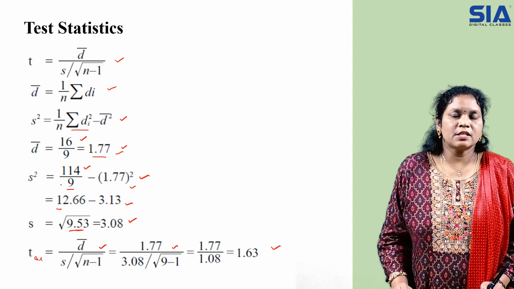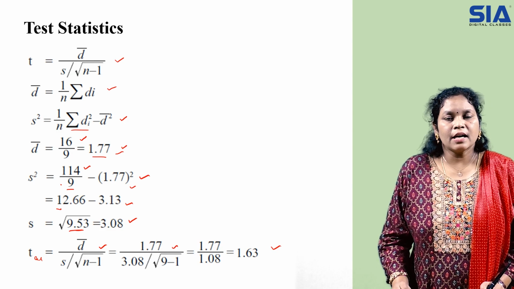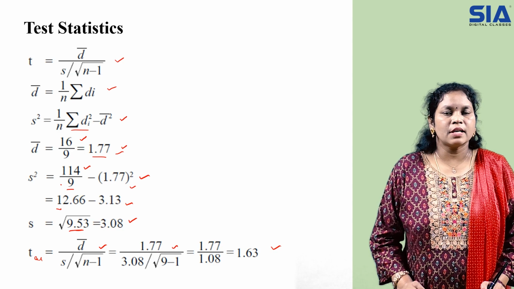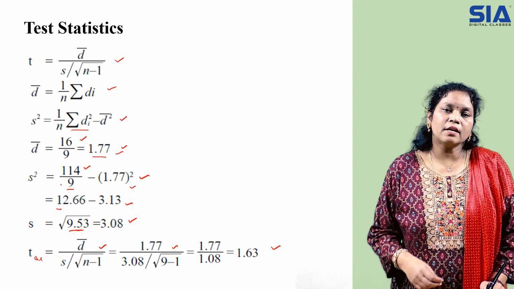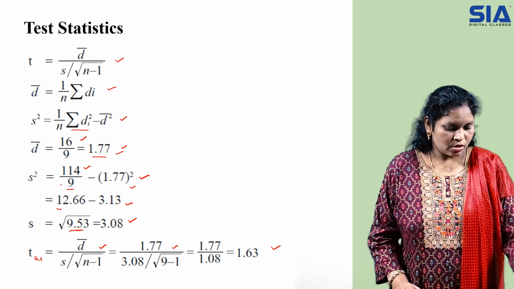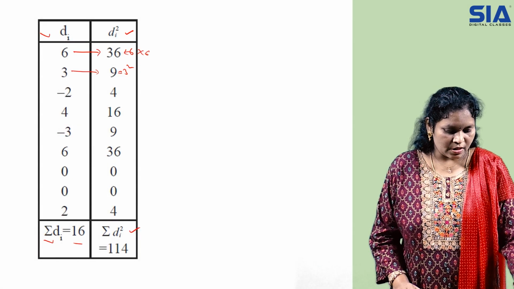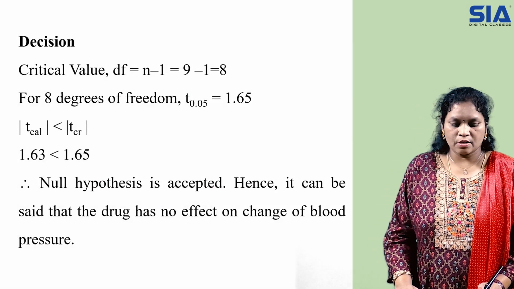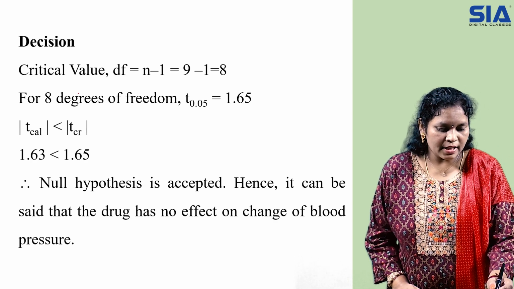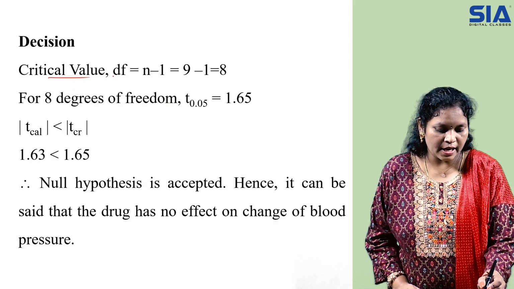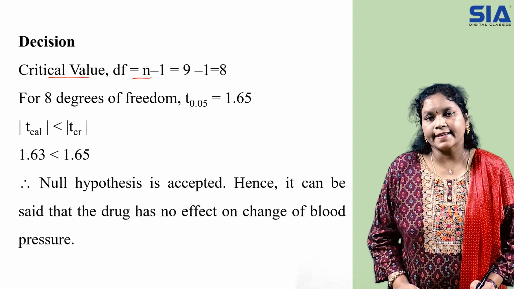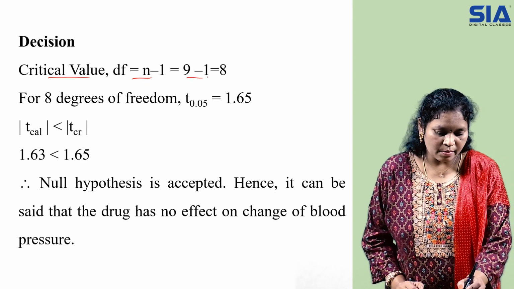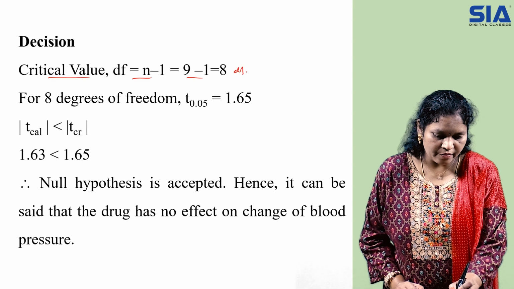Now to go for a decision, we need the critical value, that is the table value, so that we can compare our calculated value with the critical one, and then we go for the decision. So how it goes on, let us check it out. This is the table we have just done. Now let us go for checking out the decision column. To take the decision, we need a critical value, and it depends on degrees of freedom. Here degrees of freedom is n minus 1. So 9 minus 1, that is 8 degrees of freedom.